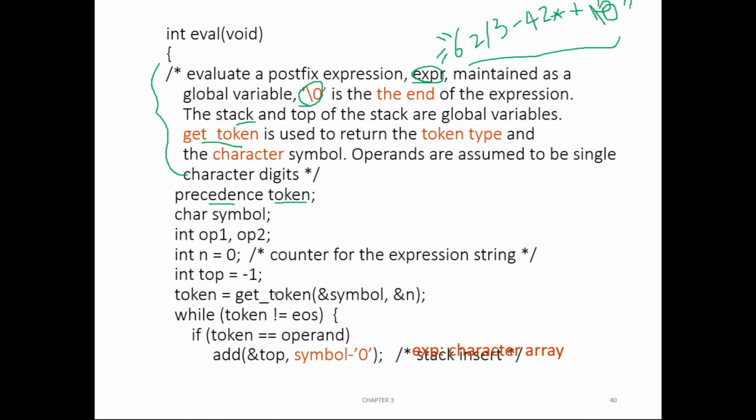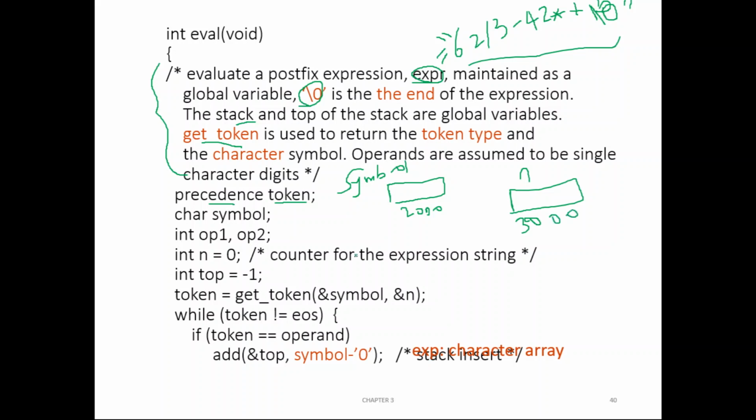So get token is a function, and for this function you are passing two addresses. What are the addresses you are passing? You are passing the address of symbol and the address of n. What is symbol? Symbol is a character. So in the memory location there is something called symbol, and it has some address, say its address is 2000. Similarly there is something called n. N is an integer, whereas symbol is a character. N also has some address, say this is 3000. These two addresses you are passing to a function which is called get token.